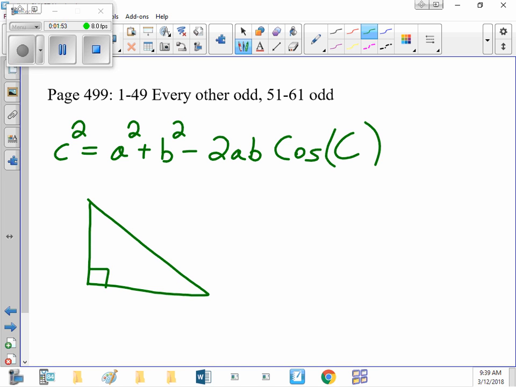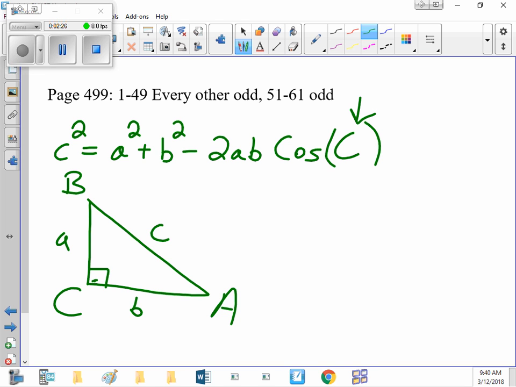So here's my right triangle, A, B, C, which would be C, B, and A. Okay? So I know that this is a right angle. So if this is 90 degrees, what is the cosine of 90 degrees? So cosine is the length of the ground. We rotate 90 degrees. The length of the ground is 0 at 90.